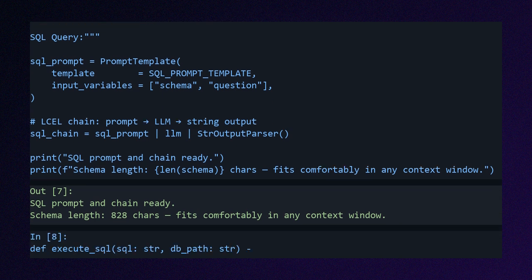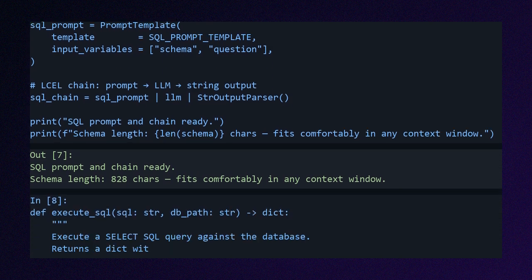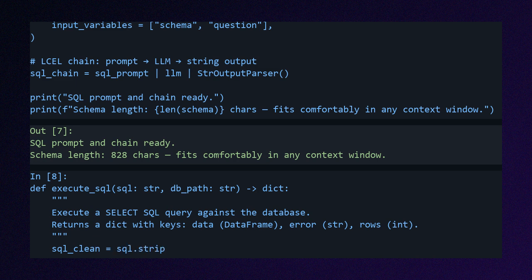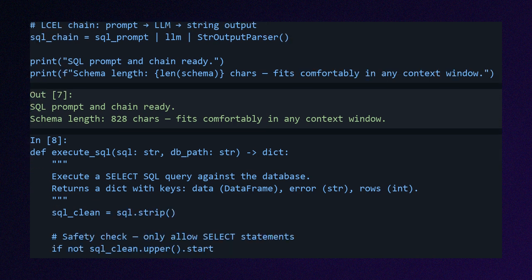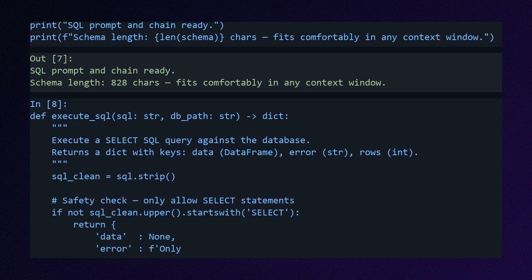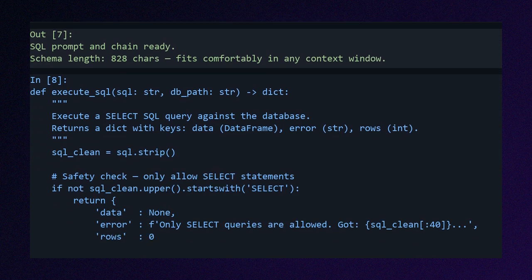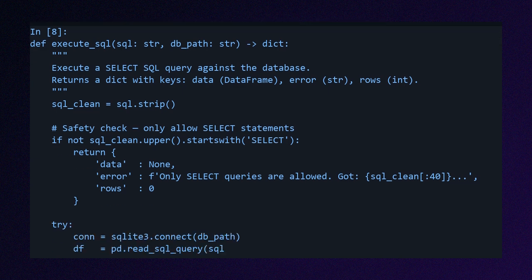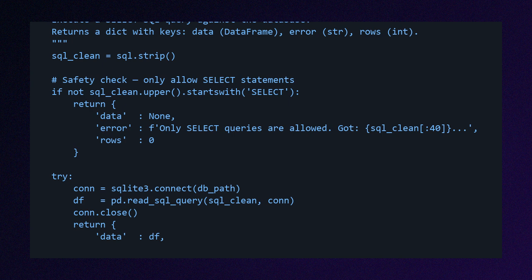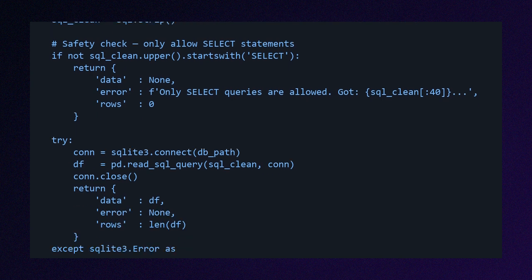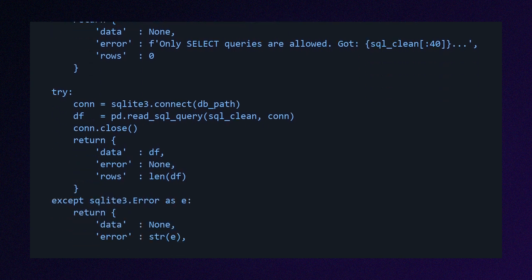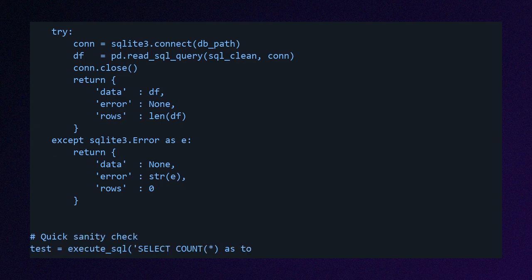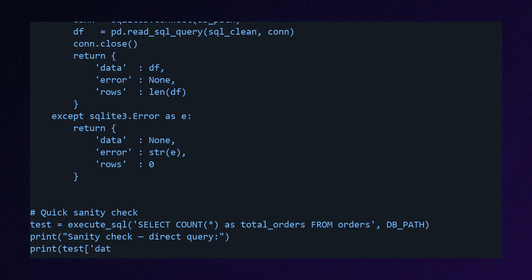The executor function. Clean and defensive. First check, is this a select? If not, we refuse and explain why. Second, run the query inside a try except. If SQLite 3 raises an error, we catch it and return it as a string. The caller never sees an exception, they see a structured dict with an error key. That pattern makes error handling predictable throughout the rest of the code.